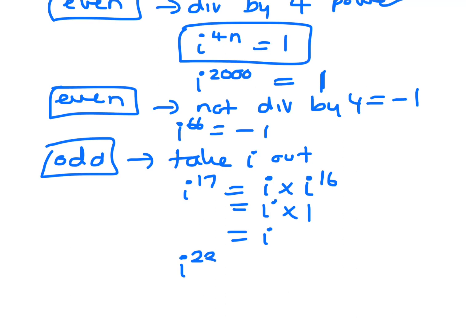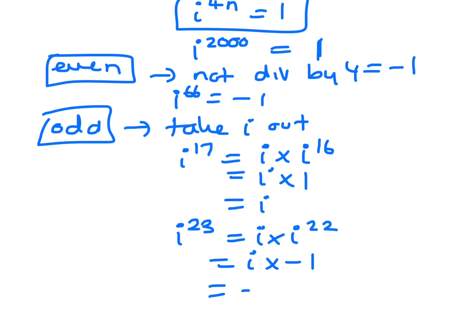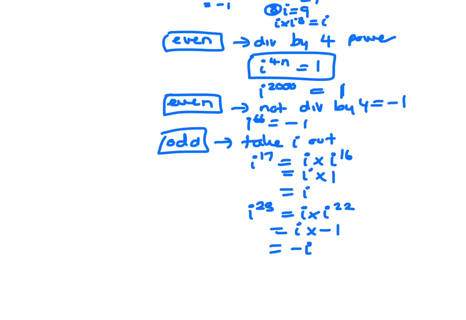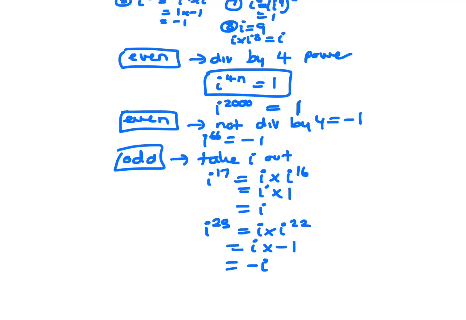But if you had i to the 23, then that would be i times i to the 22. And i to the 22 would be minus 1 because it's not divisible by 4. So therefore it'll just be minus i. And there they are basically your different options.